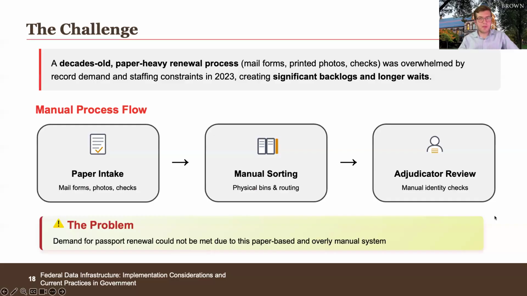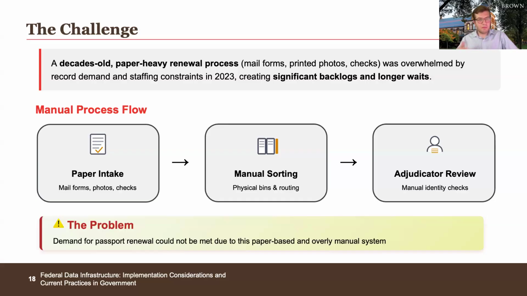So for decades, passport renewal was manual and paper heavy. And so in the process, citizens would have to mail in printed forms, physical photos, and checks. And so this paper intake was actually sorted by hand into physical bins, then manually routed to adjudicators who performed manual identity verification. And so this process worked adequately for years, of course. But in 2023, there was the post-COVID travel surge, if you remember, and it created record demand that overwhelmed capacity. And so there was a lot of pressure to fix it because this is a constituent services issue. So members of Congress were hearing from frustrated travelers, for instance.